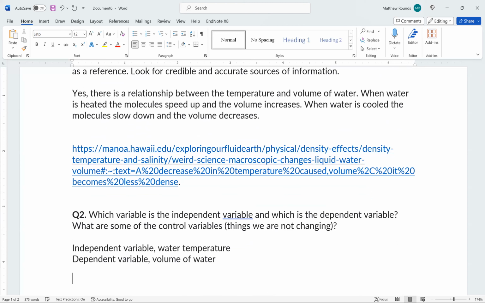All right, last thing here are control variables. These would be things that you're not changing. This might be tough to think about. So we're going to go ahead and stop here for now, and we'll just pick up here in an hour. All right.